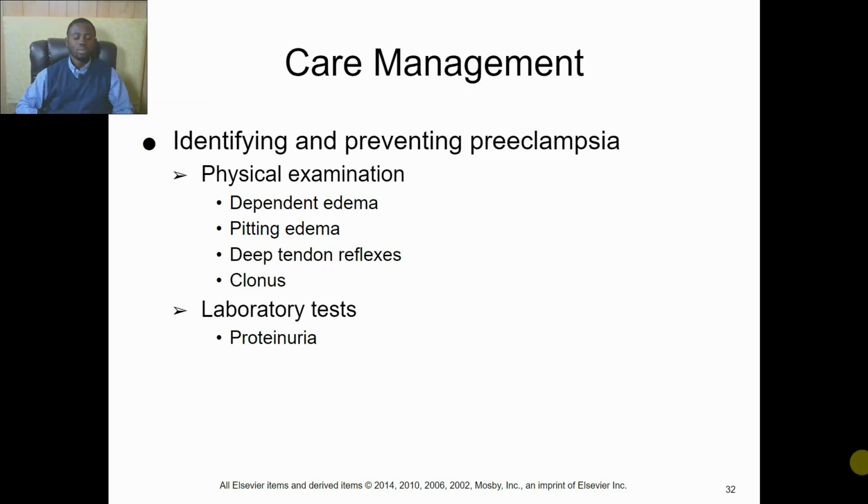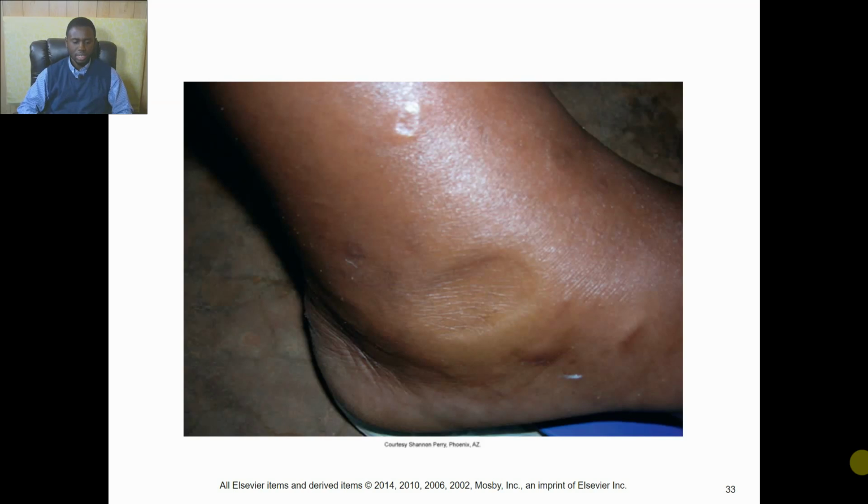And so when you see that, then you know that there is preeclampsia going on. Lab tests that are done are mainly urinalysis, and this will contain protein or will have some protein in it.